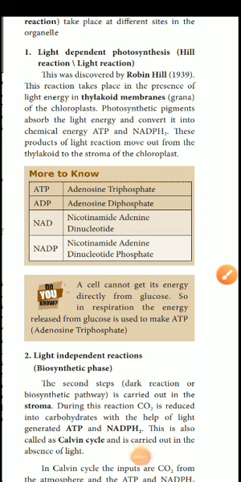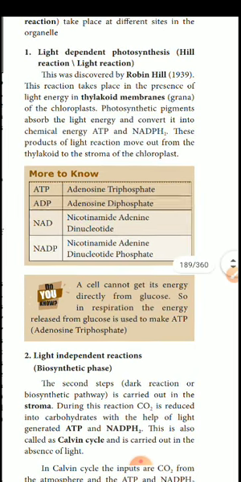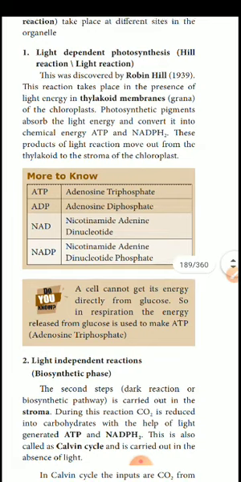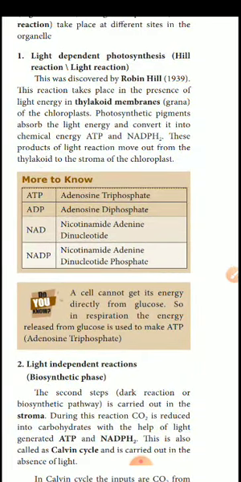Afternoon students. Light dependent photosynthesis. Another name is Hill reaction or light reaction. So there are two names. This was discovered by Robert Hill in the year 1939. This reaction takes place in the presence of light energy in the thylakoid membrane of the chloroplast.